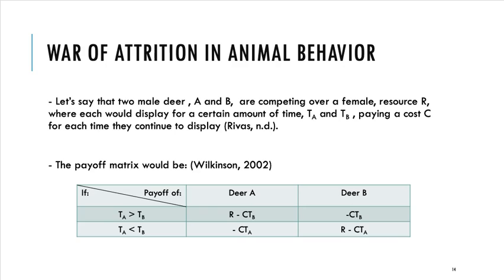Let's look at the payoff table of the war of attrition game. As you can see here, there are two male deers competing for a female. Let's give the female the resource R, since it would be the reward for winning the game. The winner would get resource minus cost times time, and the loser would get just minus cost times time.